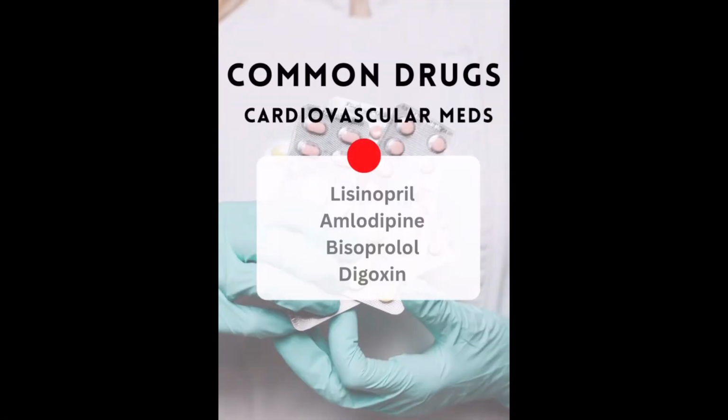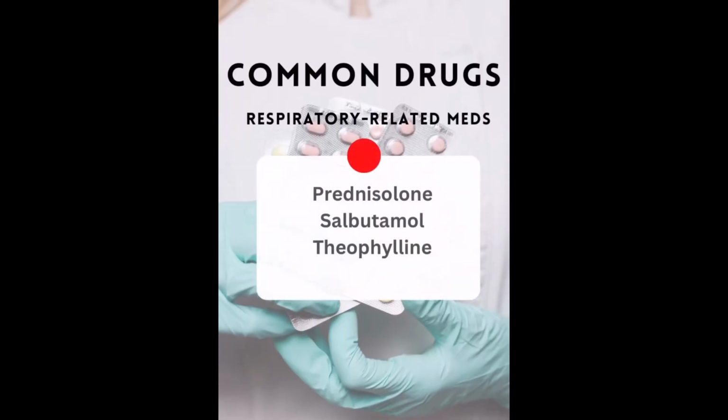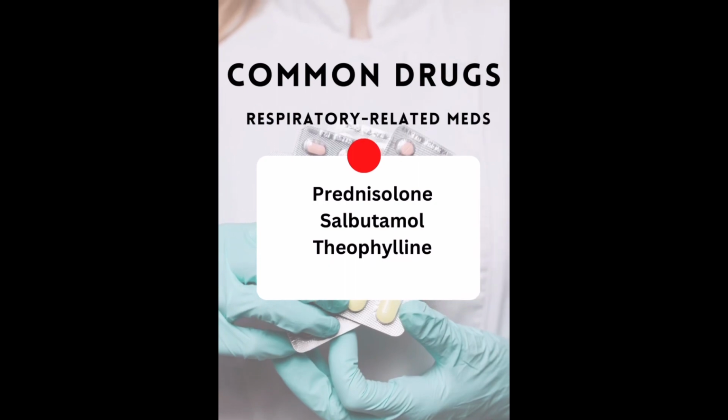As a bonus to this vlog, I'm going to share with you the common medications that you will encounter during your implementation skill. This is basically based on your scenario during your assessment. If it is relating to cardiovascular diseases, you will encounter antihypertensive medications and cardiac medications such as lisinopril, amlodipine, bisoprolol, and digoxin. And if your scenario is relating to asthma or any respiratory related problems, you might have medications like prednisolone tablet, salbutamol, and theophylline tablet.